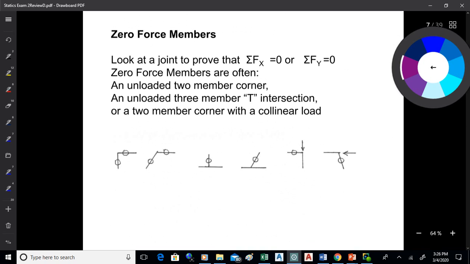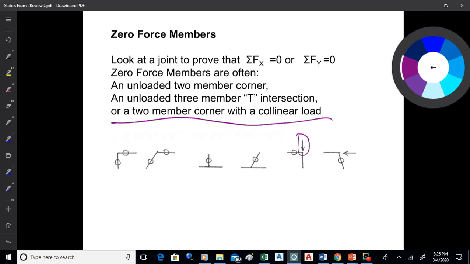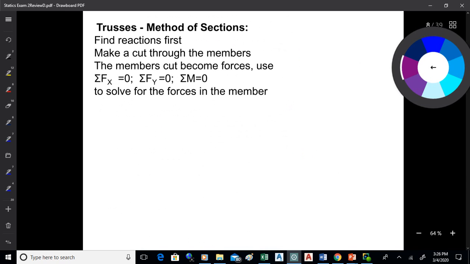Okay, zero force members, look for unloaded corners with 2 members or unloaded T's with 3 members. This last one here is a little bit of a mouthful, but if you think of the load as being like an extra member, that's pretty much like an unloaded T. Okay? If you can prove it's a 0 at one side, it's 0. You don't need to analyze the other side. If you prove it's 0 at one of the joints, it's 0. Okay. Method of sections we just went through.